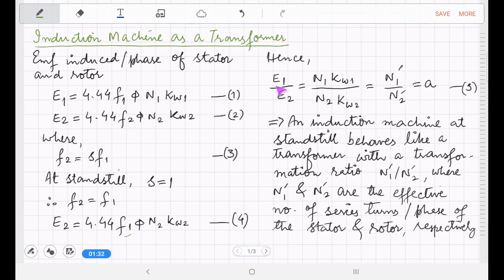Therefore what we see is the ratio of the stator induced EMF per phase to the rotor induced EMF per phase is a constant, and we know that this type of relationship holds good for a transformer, and therefore we conclude that an induction machine at standstill behaves like a transformer with a transformation ratio N1 prime by N2 prime, where N1 prime and N2 prime are known as the effective number of stator and rotor turns per phase.